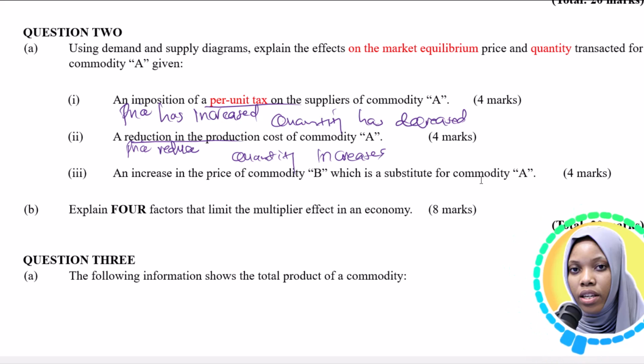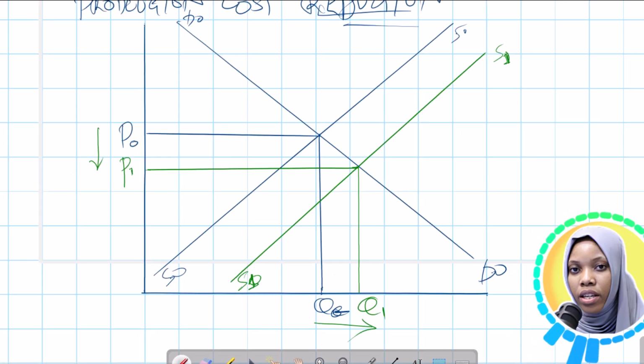So Roman 3, we are required to draw a graph on the increase in the price of a commodity B, which is a substitute for commodity A. If the good is a substitute and it increases its price, it means the demand for commodity A is going to increase. Consumers are going to demand more of commodity A. Let's draw in the same graph.